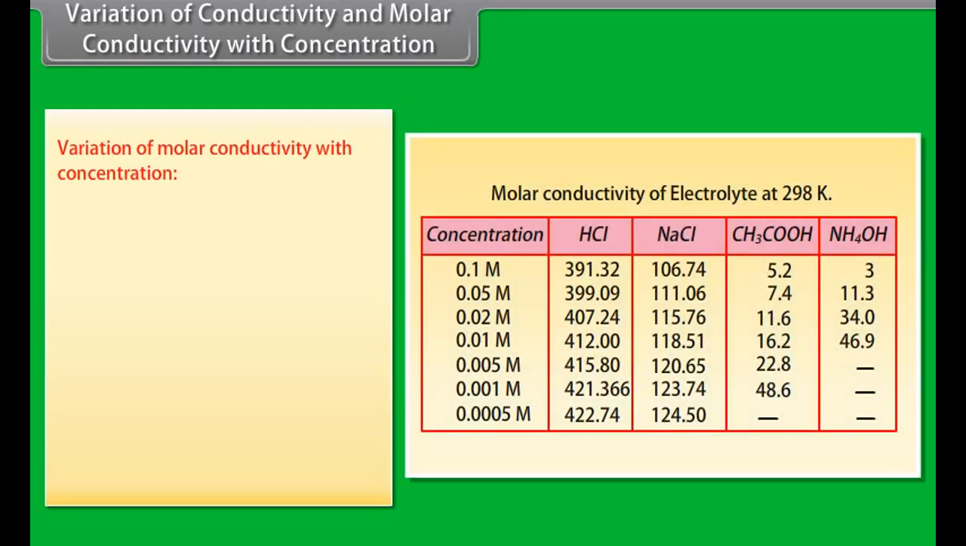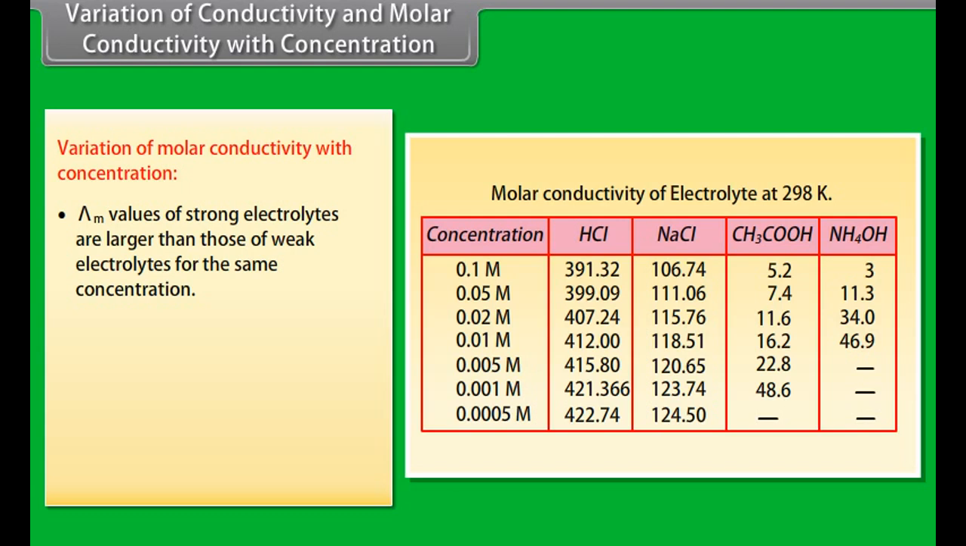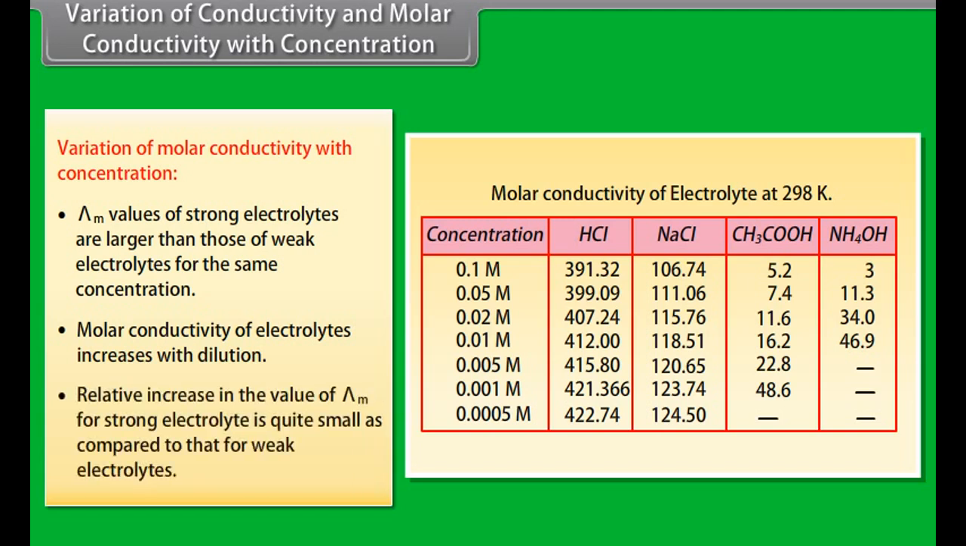Variation of molar conductivity with concentration. Lambda m values of strong electrolytes are larger than those of weak electrolytes for the same concentration. Molar conductivity of electrolytes increases with dilution. Relative increase in the value of lambda m for strong electrolyte is quite small as compared to that for weak electrolytes. Graphical representation of molar conductivity with concentration.